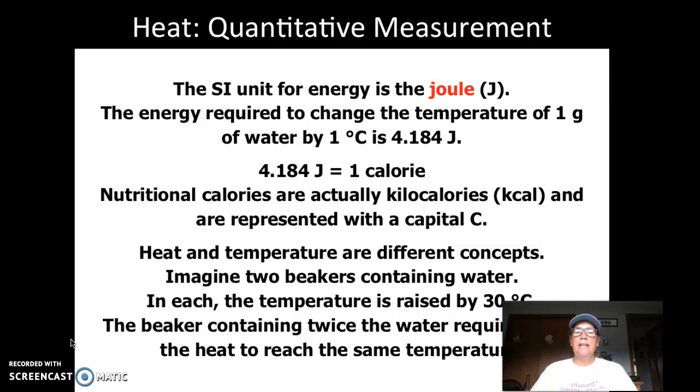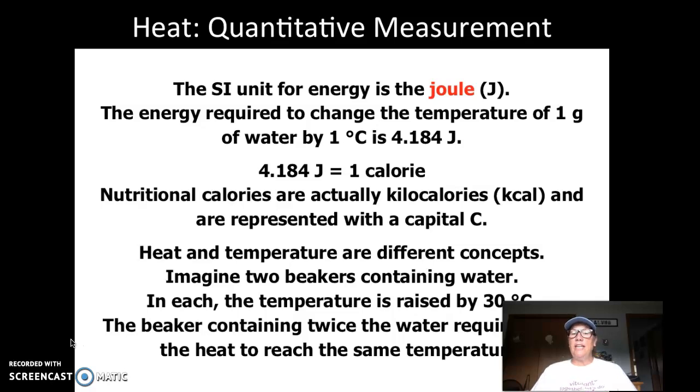Okay? But again, heat and temperature are different. If you have 2 beakers and they each have water, and the temperature is raised 30 degrees, the beaker that has twice as much water is going to take twice as much heat, okay? If you want to raise the temperature of both of them and one has twice as much water, it's going to take twice as much heat.